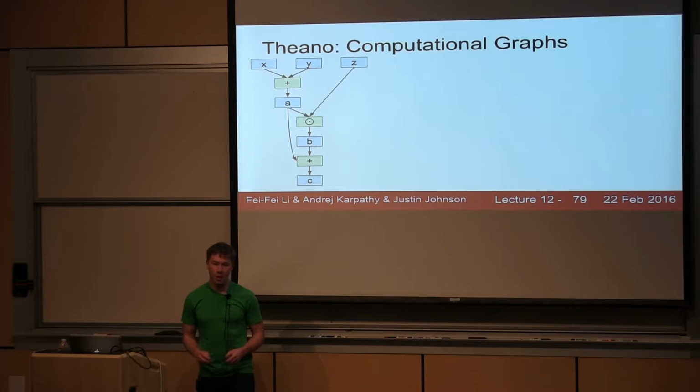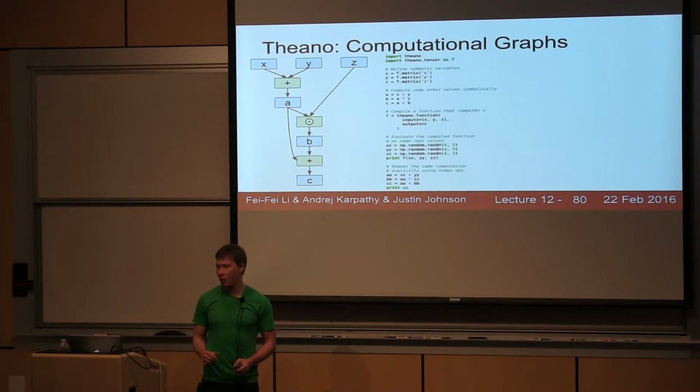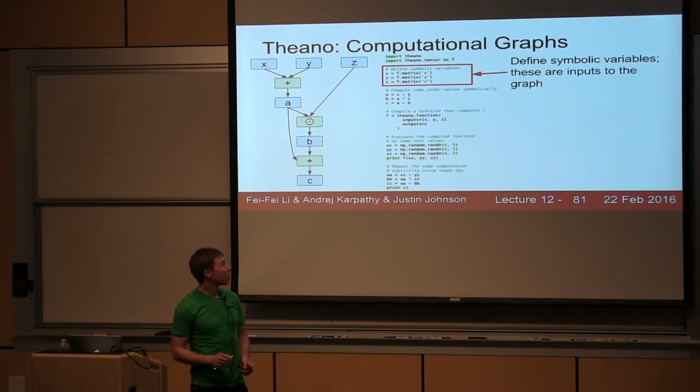Here's the same computational graph we saw in the context of NNGraph before, and we can walk through an implementation of this in Theano. Here we're importing Theano and the Theano tensor object. Now we're defining x, y, and z as symbolic variables. This is very similar to the NNGraph example we saw a few slides ago. These are not NumPy arrays. These are symbolic objects in the computation graph.